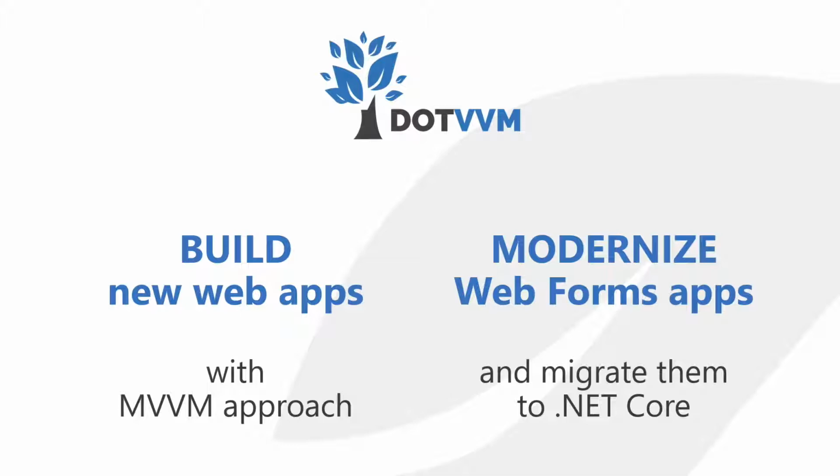What is interesting about DotVVM is that it supports not only new .NET Core and .NET 5, it also supports .NET Framework. So it can be used as, let's say, a conversion bridge for all .NET Framework applications that allows you to modernize them continuously and upgrade them to .NET 5.